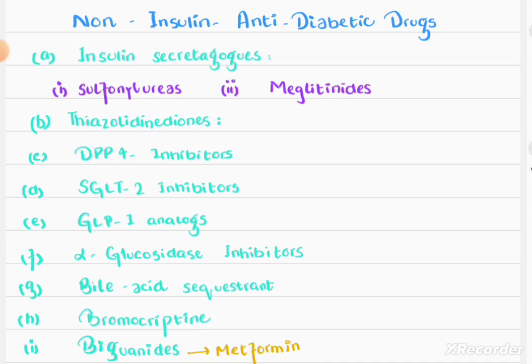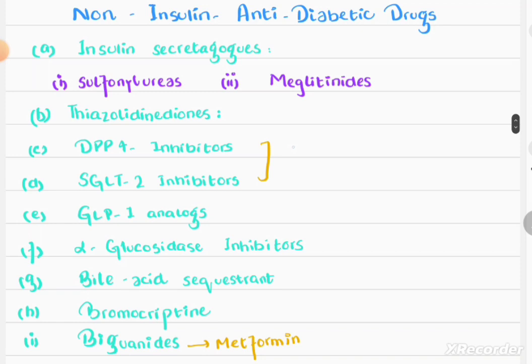The first line drug is always metformin in type 2 diabetes mellitus, and if metformin monotherapy fails to allow the patient to attain or maintain glycemic control, we add other agents. Also, the choice of other agents depends on the comorbidities. For example, if the patient has comorbid cardiovascular disease, we will give them SGLT2 inhibitors or DPP-4 inhibitors, because these drugs also have a benefit in cardiovascular diseases.